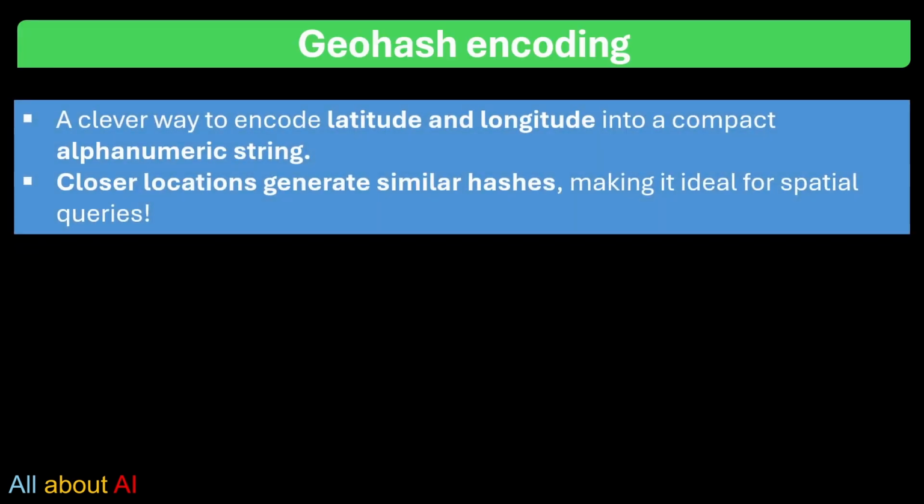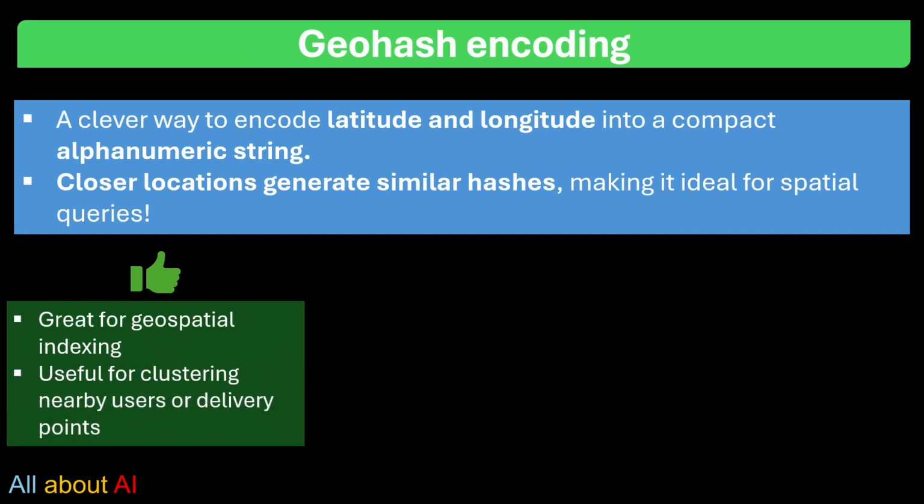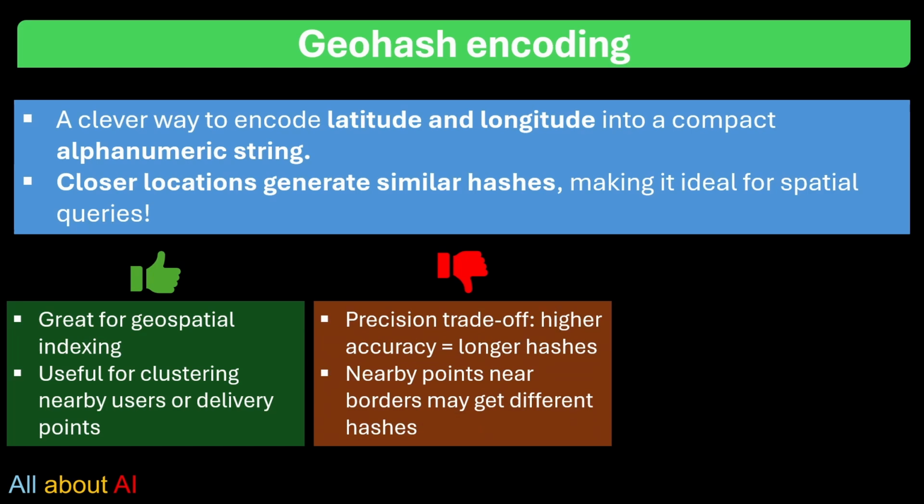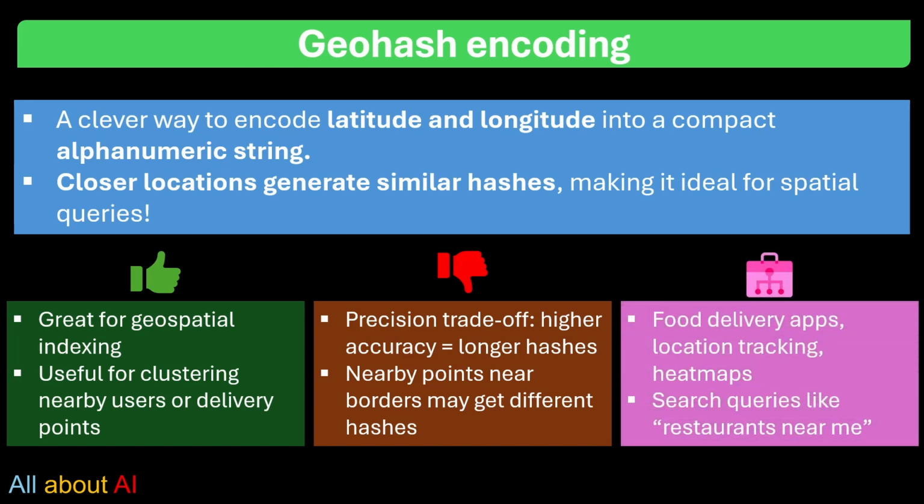GeoHash encoding. This one is designed for locations, latitude and longitude. GeoHash turns these coordinates into a short string of letters and numbers. Nearby places create similar hashes. That means you can quickly find people or services close to each other. But keep in mind, if two locations are just on either side of a boundary, they might end up with very different hashes. If you want high accuracy, the hash needs to be longer. It's used in apps like food delivery, ride hailing, or location tracking, like restaurants near me.